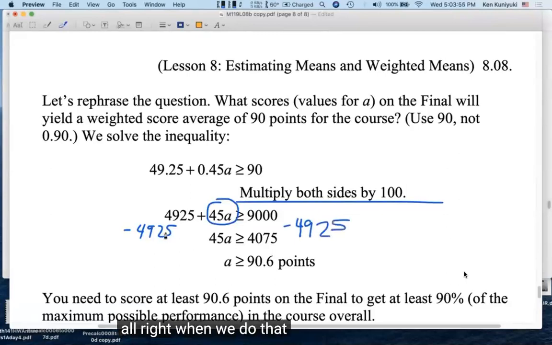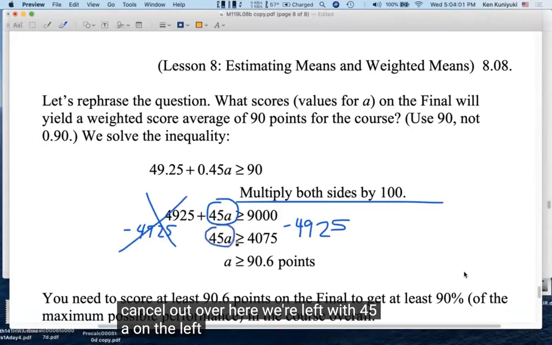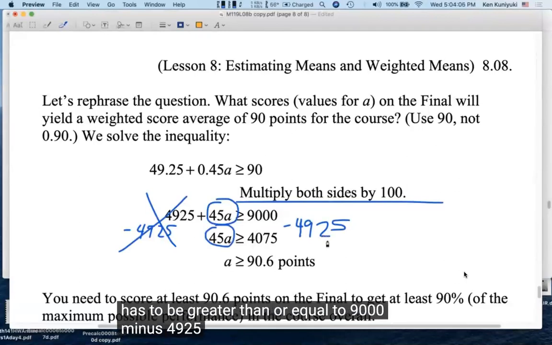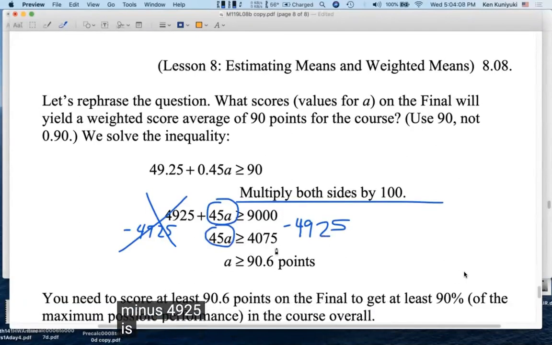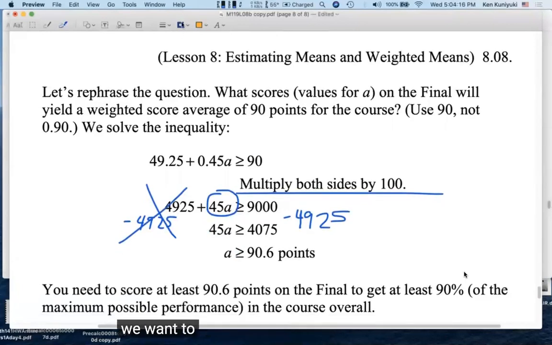All right, when we do that, we basically cancel out over here. We're left with 45A on the left. Has to be greater than or equal to 9,000 minus 4,925 is 4,075. Now, how do you get A all alone on the left side? We want to divide both sides by 45.